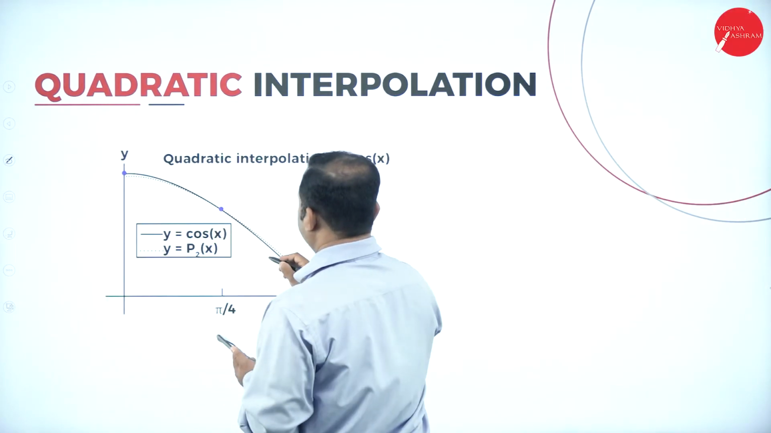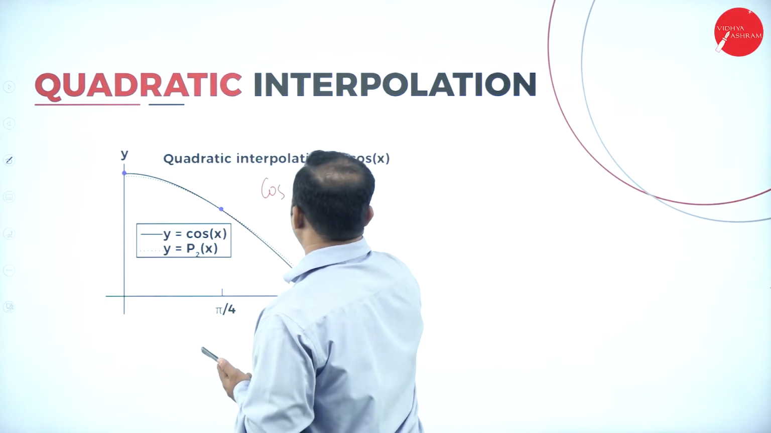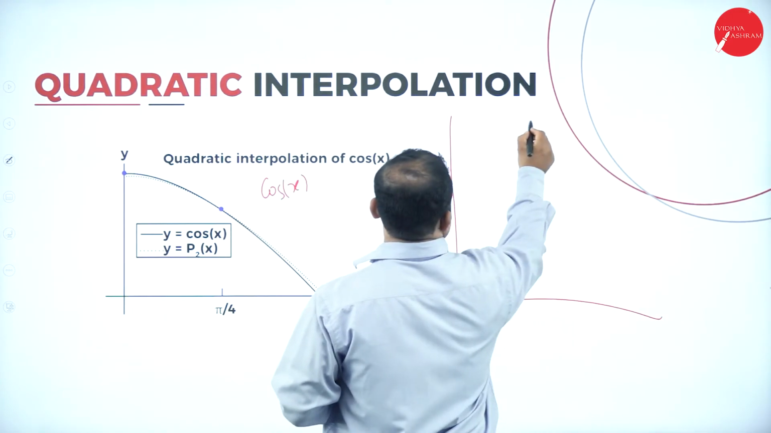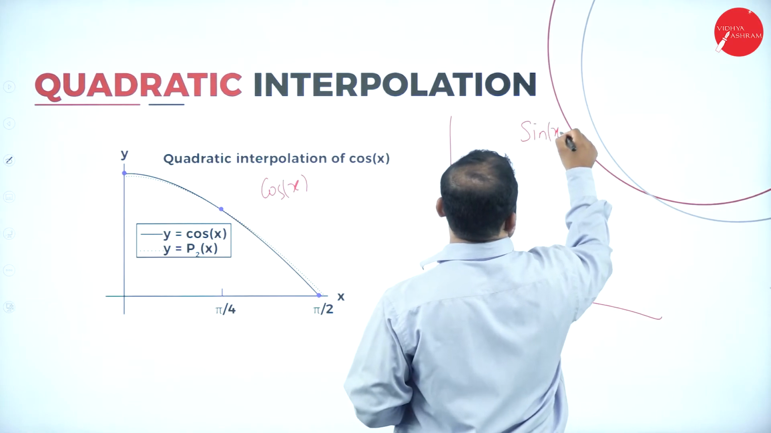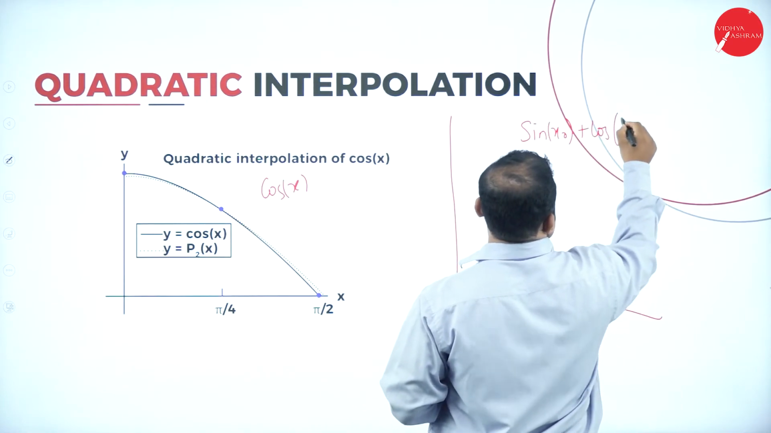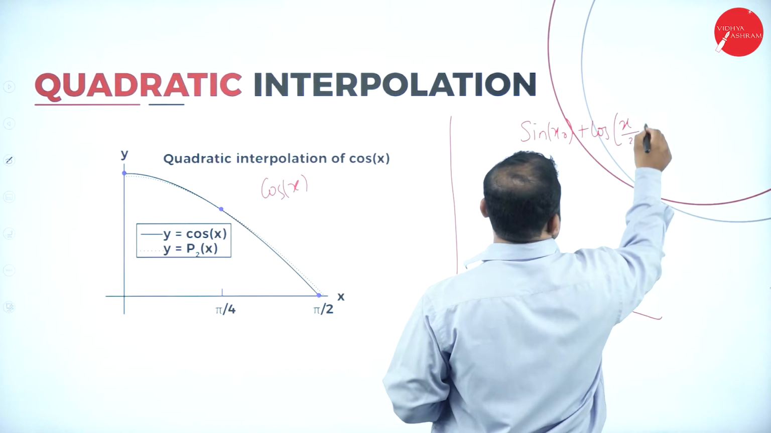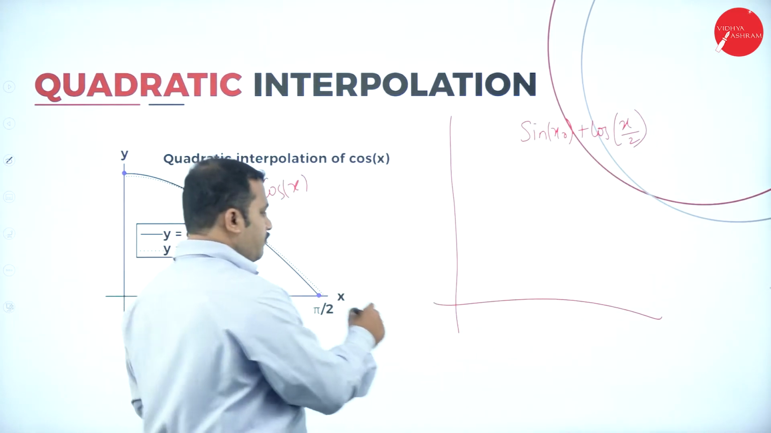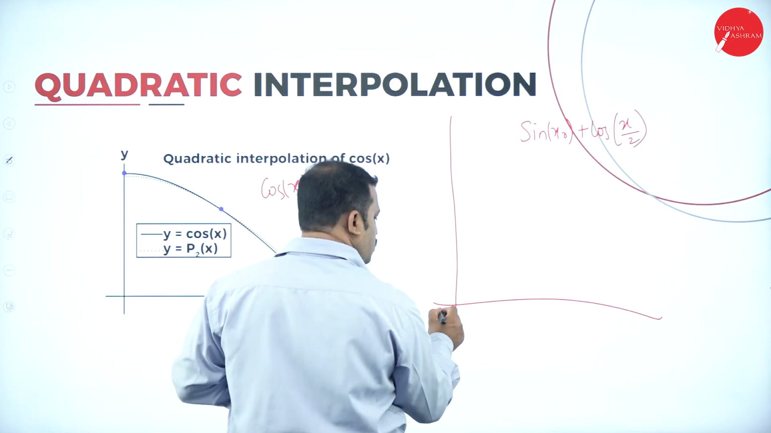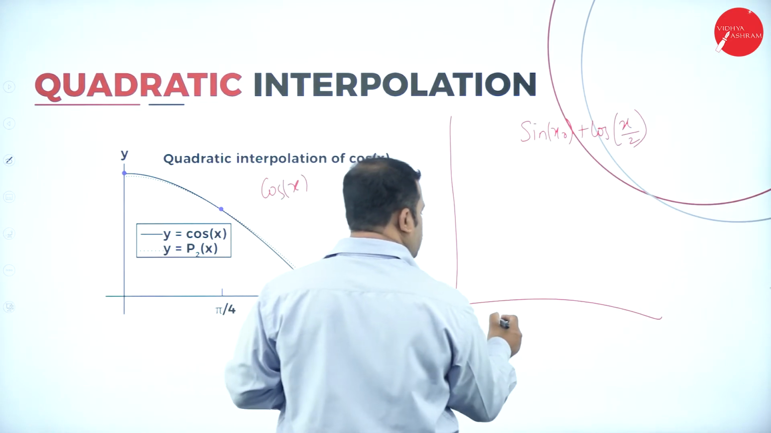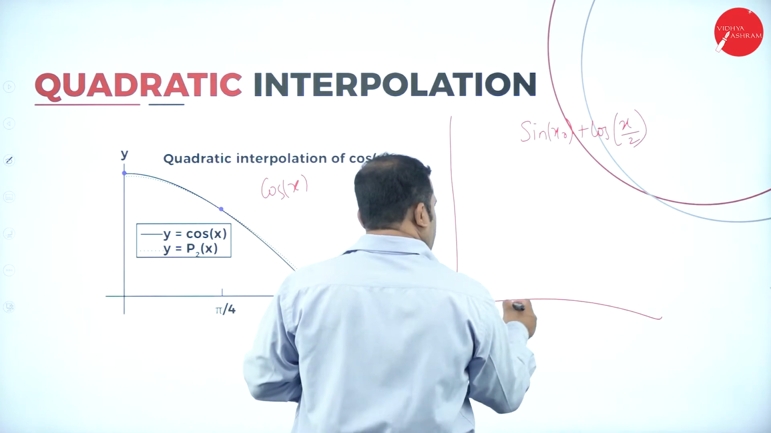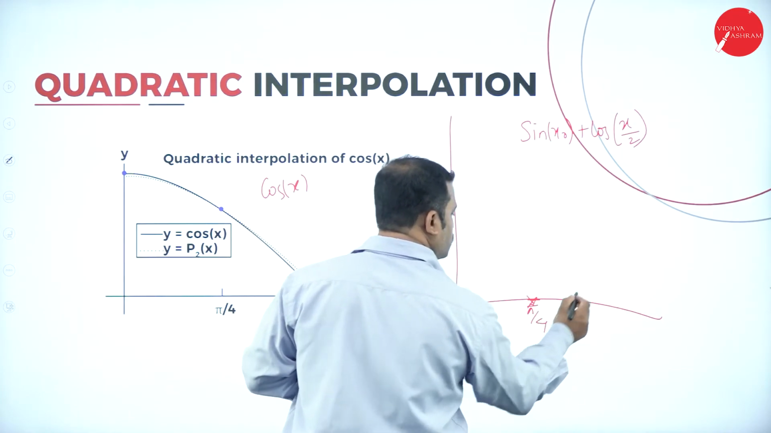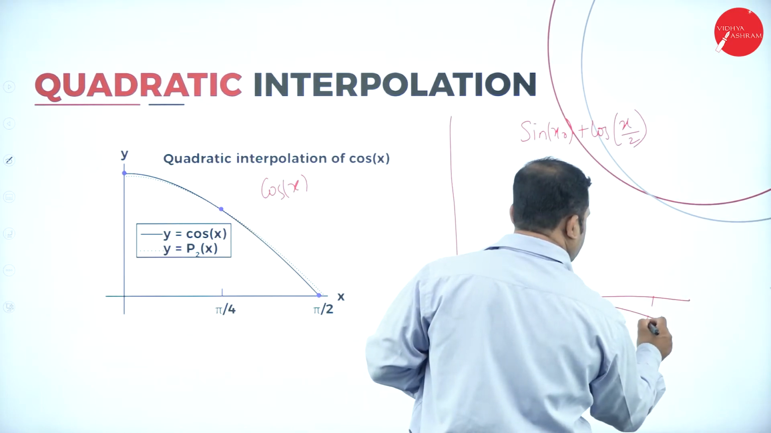If I plot the term for this cos function, it is like this. For the other function, that is sine of x plus cos of x by 2, if I do this operation, what is the value I get? First, when the value of x equals 0, y is also equal to 0. When the value of x equals pi by 4, that is this pi by 4. What is the value of x? That is pi by 2.